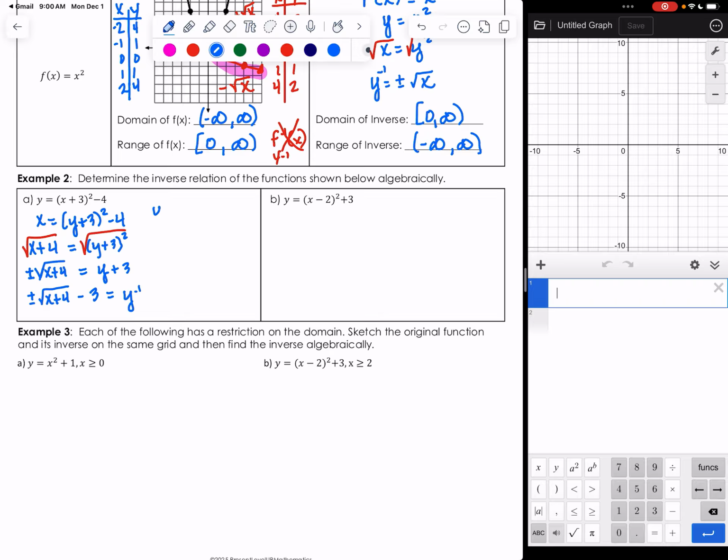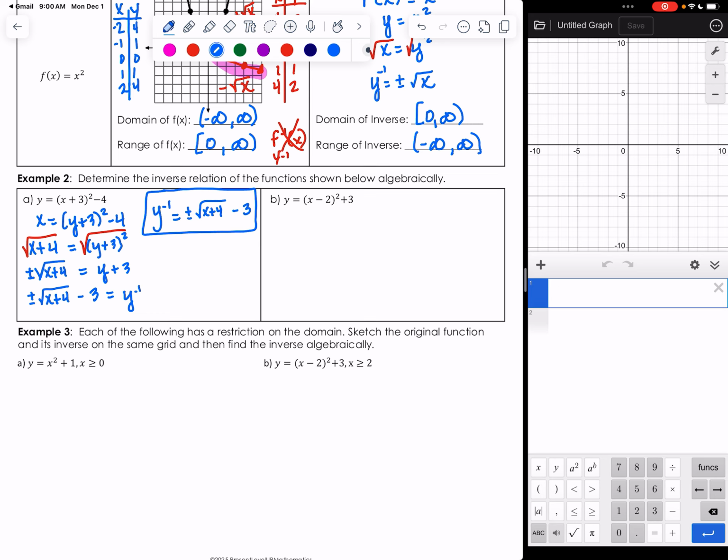So I'm going to write it up here. This is your final inverse. In the inverse relation, y inverse would equal plus or minus square root of x plus 4 minus 3. And we determined the inverse of x plus 3 squared minus 4 algebraically. Now, pause the video and try problem B on your own.